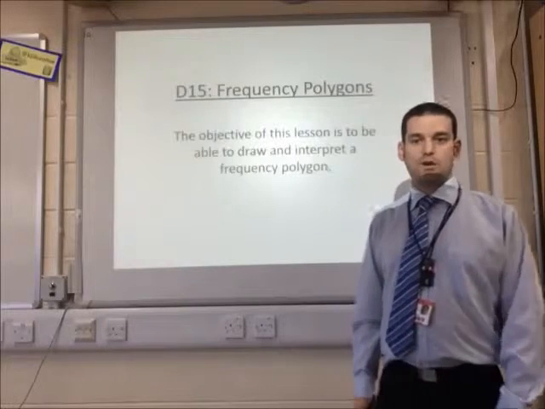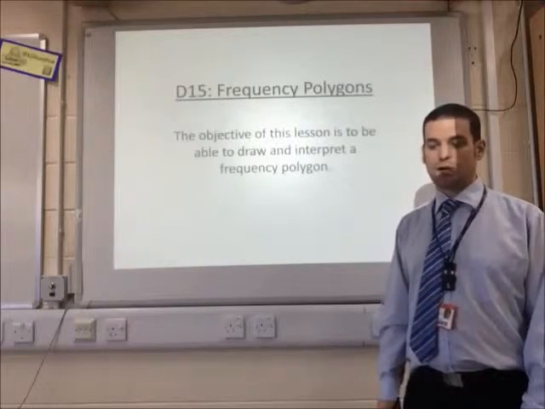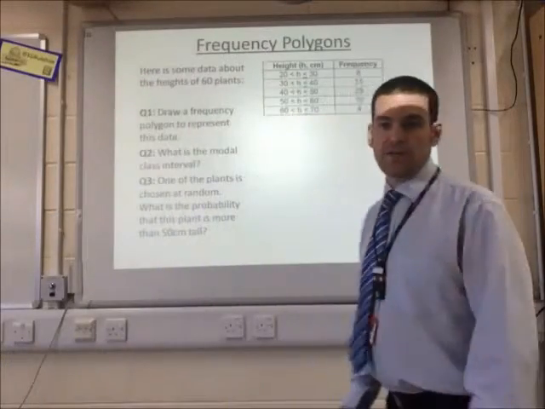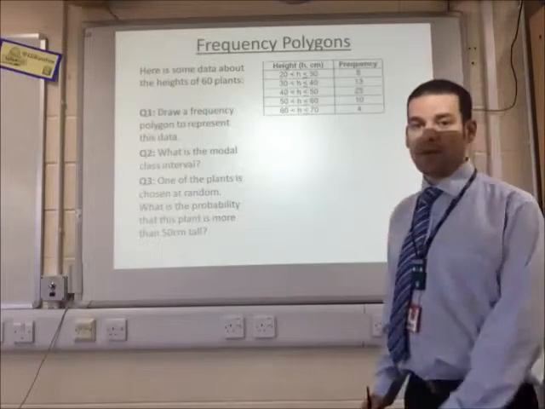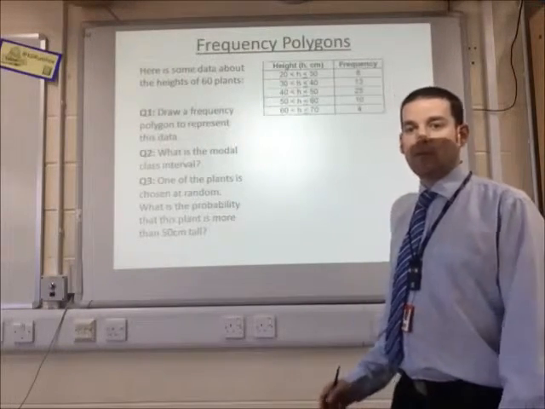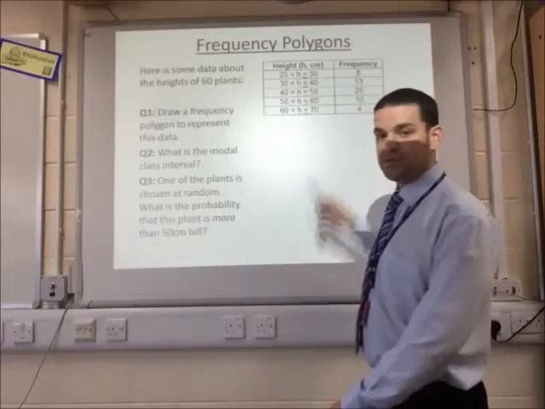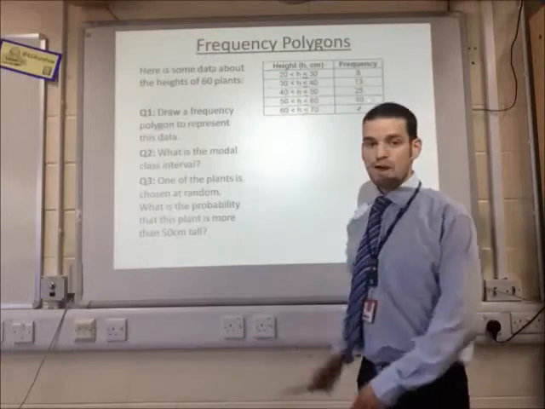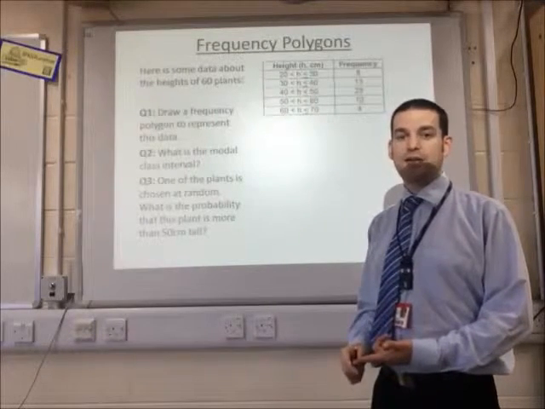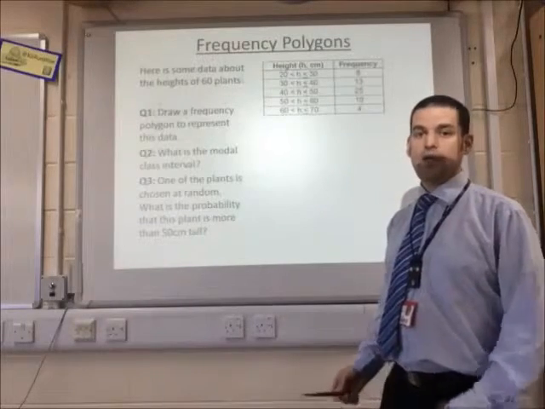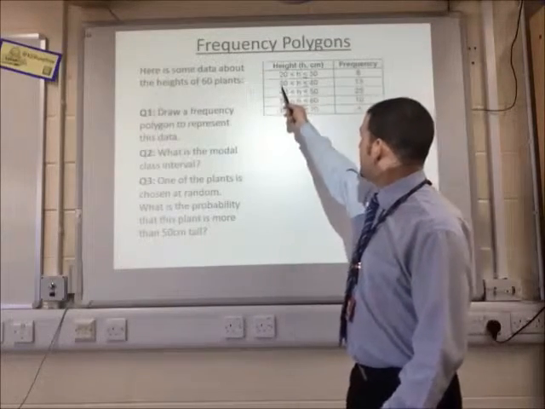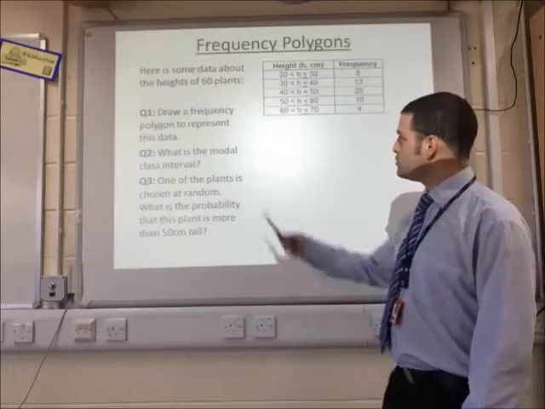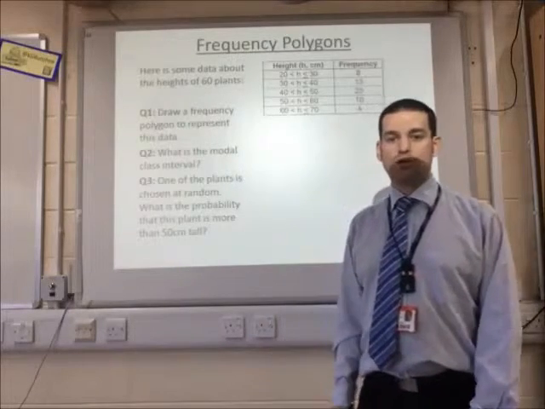Hello, in this video we're going to show you how to draw and how to interpret a frequency polygon. The example we've got is some data about the heights of 60 different plants, and the way the data is presented is in a grouped frequency table. For example, the first group shows the plants that ranged between 20 and 30 centimetres in height, and there were 8 of those. Then we had 13 plants that had heights somewhere between 30 and 40 centimetres, and so on. What we're asked to draw is a frequency polygon to represent the data.